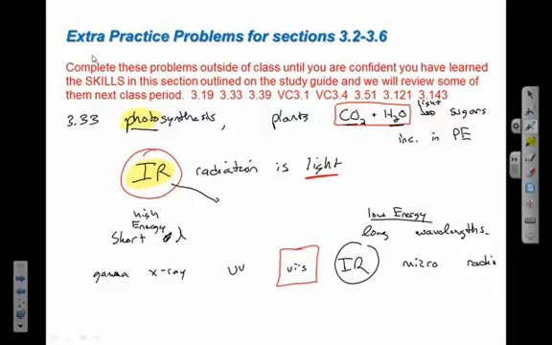So there's white light coming from the sun. The white light has all the colors in it. When the white light hits the leaves, some of the light's absorbed, but the green is not, because the green is reflected to your eyes. That's why you see green.